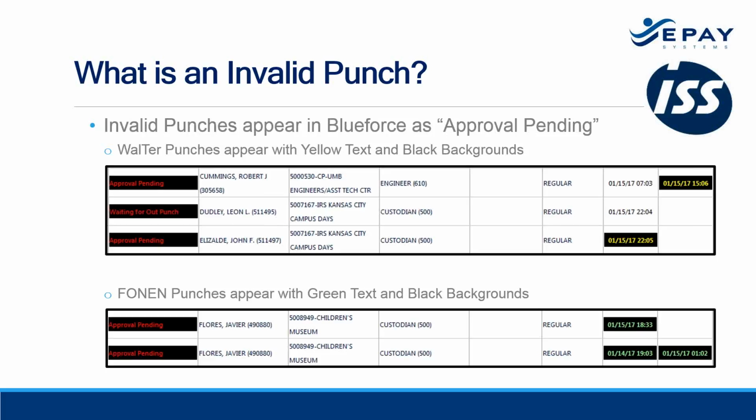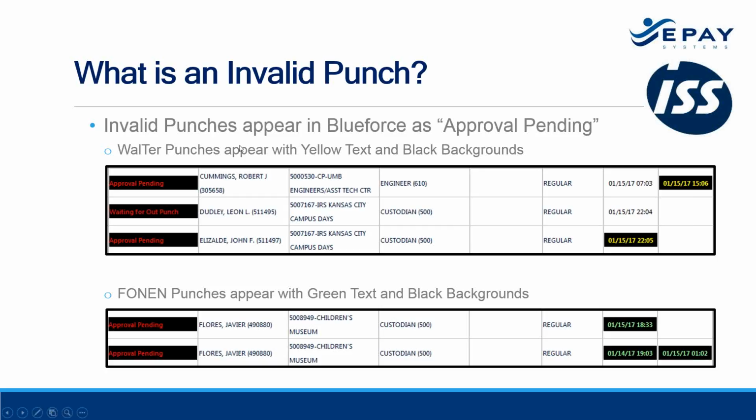So invalid punches will appear very similar to this. Invalid punches will appear in Blueforce as approval pending, and especially with Walter punches, you will see them with yellow text with a black background. And you will see a common theme here. Whenever you see a black background on any of your punches in the time card screen, those are always going to be invalid punches. And you'll see on the left-hand side where it does tell you approval pending.